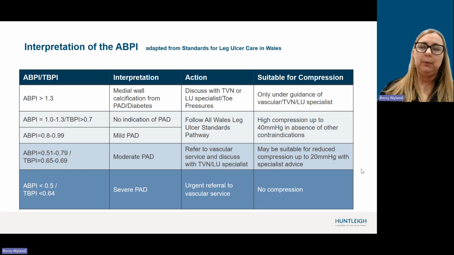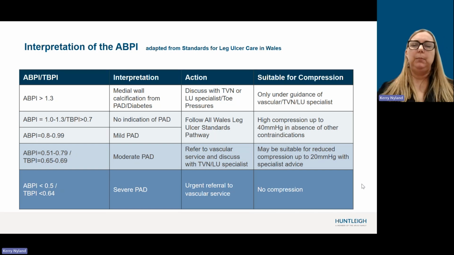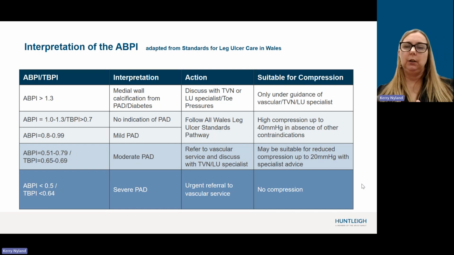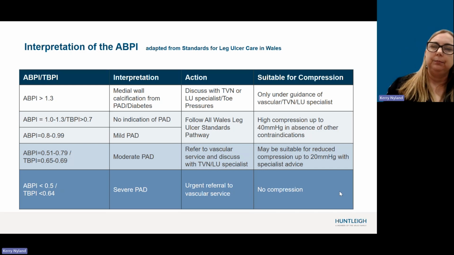On the left leg, we had a value of 0.8, and even though that indicates mild PAD, you could still apply strong compression as long as there's no other contraindications. So in this case, you could potentially have a situation where you could use reduced compression on the right leg and strong compression on the left leg, but that would probably be under specialist tissue viability advice.